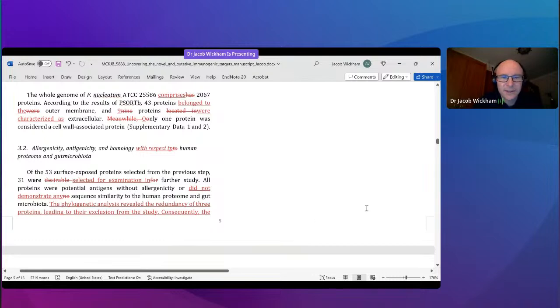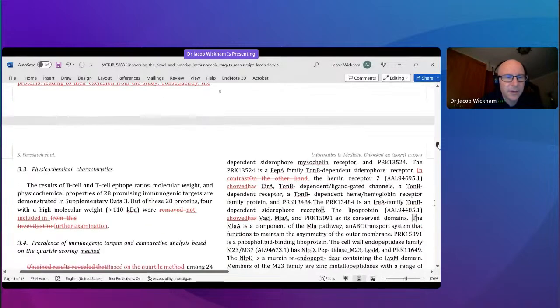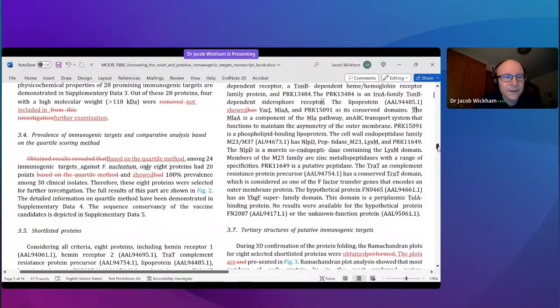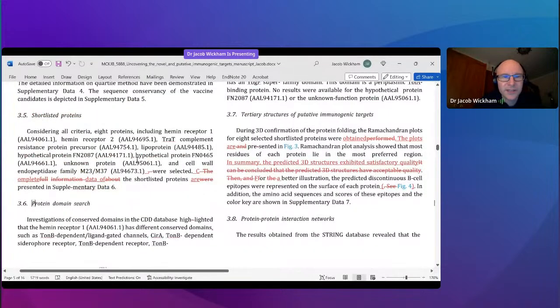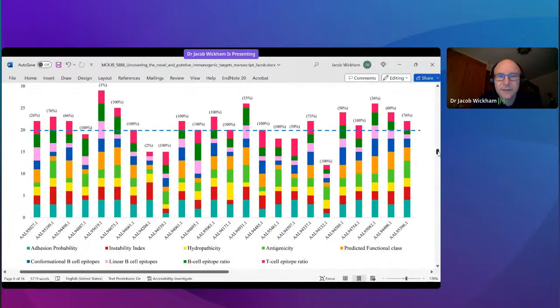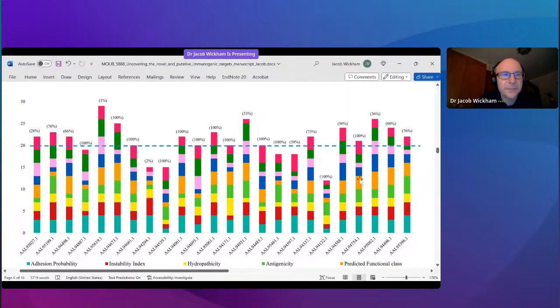analyses revealed the redundancy of 3 proteins, which I think these were the vaccine targets for the paper. So yeah, there's a lot of short-listed proteins in here. So there's a lot of numbers and letters in here. But they do refer a lot to the supplementary materials, but it does have a nice summary figure here about the potential vaccine targets on the bacteria.